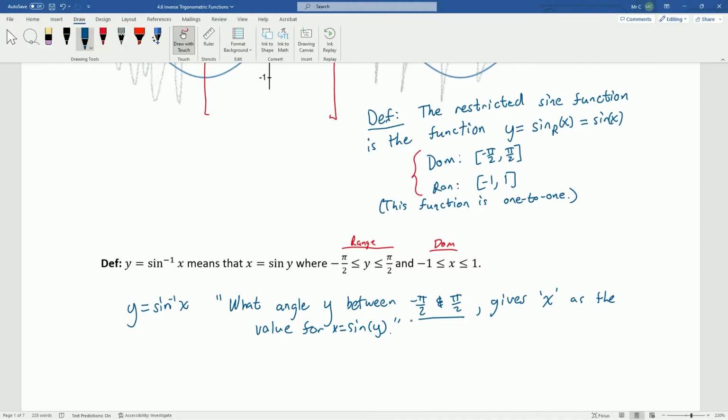If I asked you, sine inverse of the square root of 2 over 2. That's like saying, what angle gives you the square root of 2 over 2? Well, technically, there's infinitely many answers there. There's pi over 4, and there's 3 pi over 4, and then there's 9 pi over 4, and so forth and so on. So here, by restricting in this way, there will only be one answer to the question.